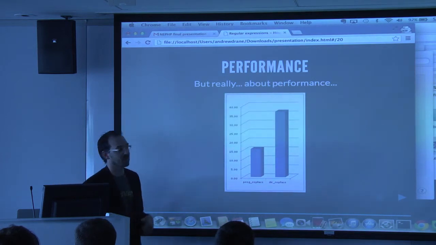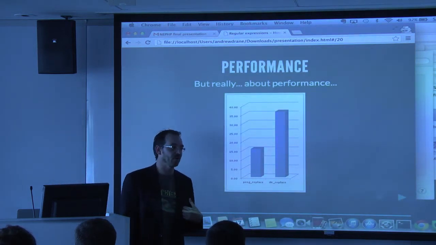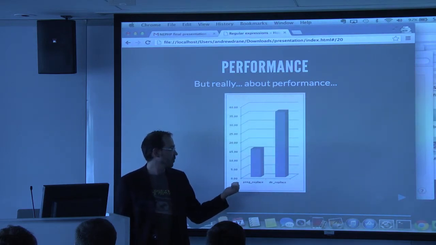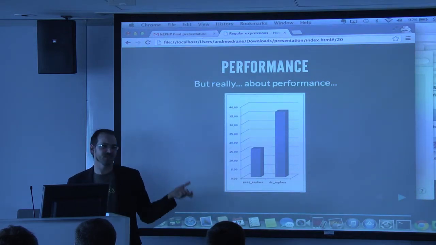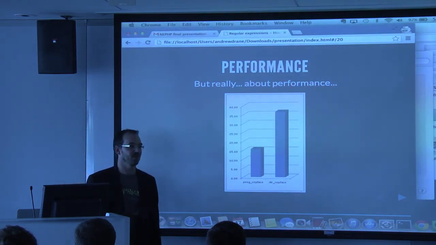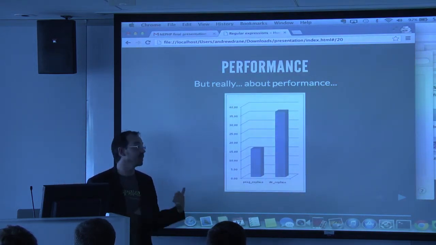Well, I've run some tests. I did a little benchmark of my own. Using the exact same example I just showed you, preg_replace takes a little bit less than half the time. Obviously it's in milliseconds, it's not huge, but if you have a really big application, it does make a difference.